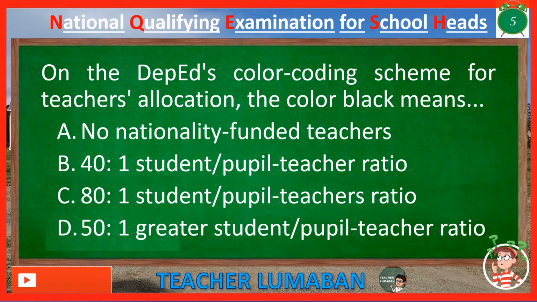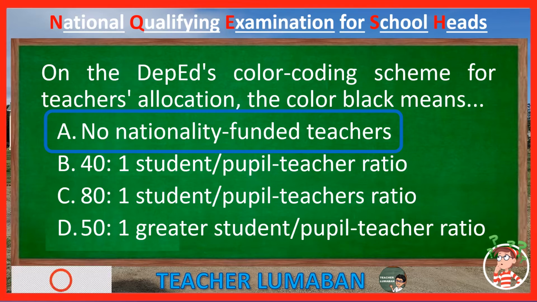5, 4, 3, 2, 1. The correct answer is letter A, no nationally funded teachers. On the Department of Education's color coding scheme for teachers' allocation, the color black means no nationally funded teachers.